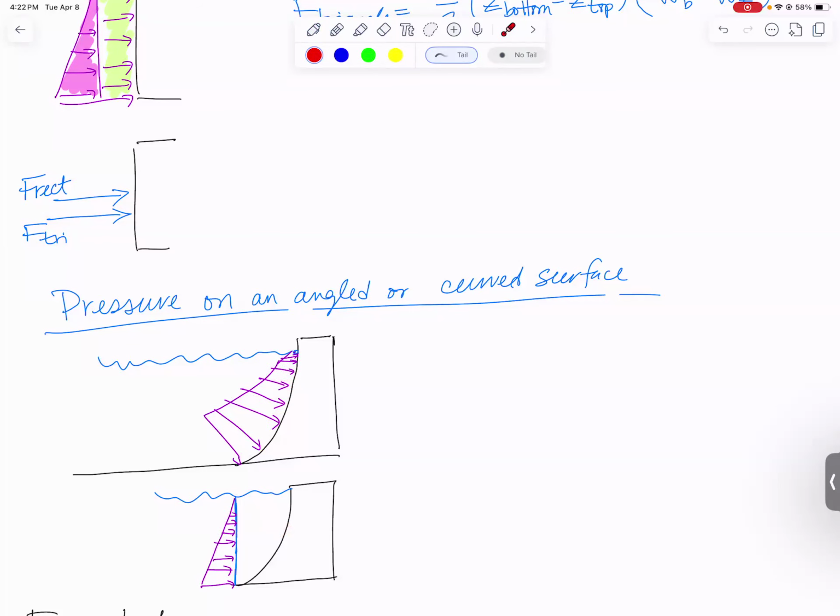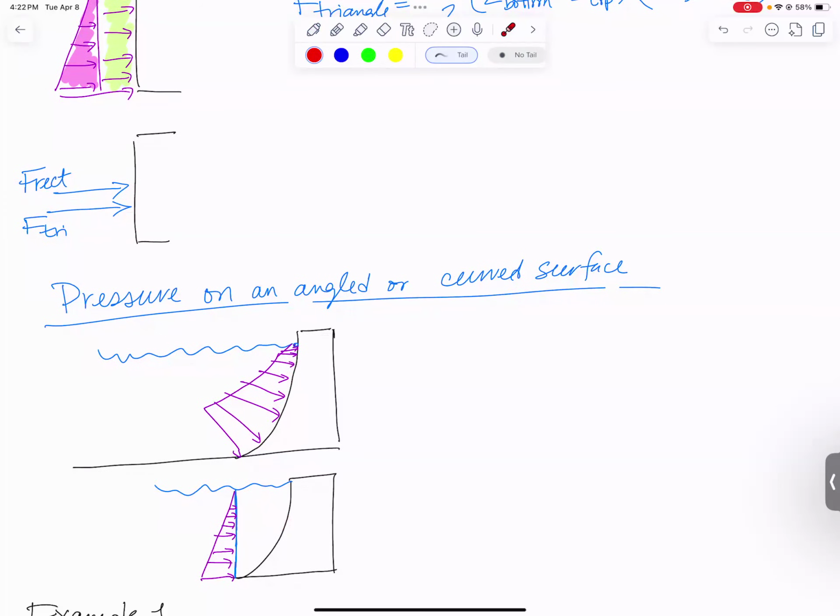So that'll take care of the horizontal piece. In this case, it looks like it's just a triangular distributed load. So I'm simply going to replace it with an overall net horizontal force, FH. Now, what about the vertical force? It turns out that's also pretty easy.